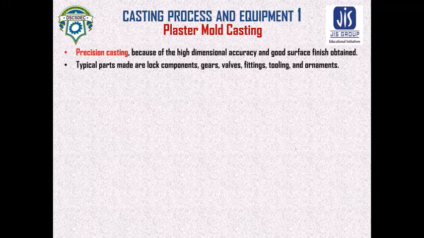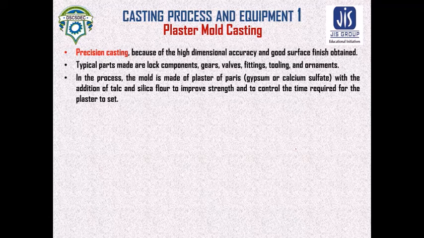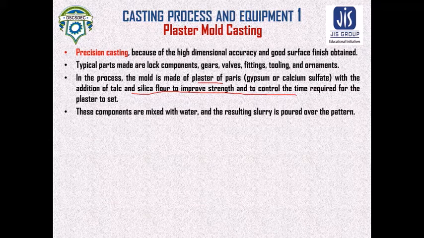Next is plaster molding. Plaster molding and ceramic molding, these two are precision casting. That means these two can give close dimensional tolerance and good surface finish. So now, what is in this process? The mold is made of plaster of Paris, with the addition of talc and silica flour to improve strength and to control the time required for the plaster to set. These components are mixed with water, resulting in a slurry to be poured over the pattern.